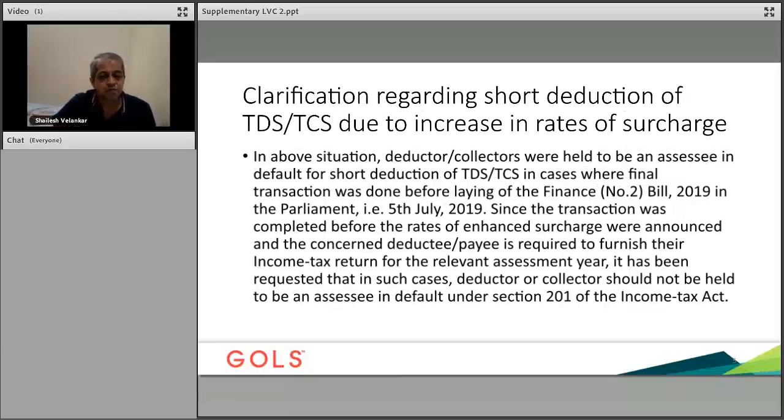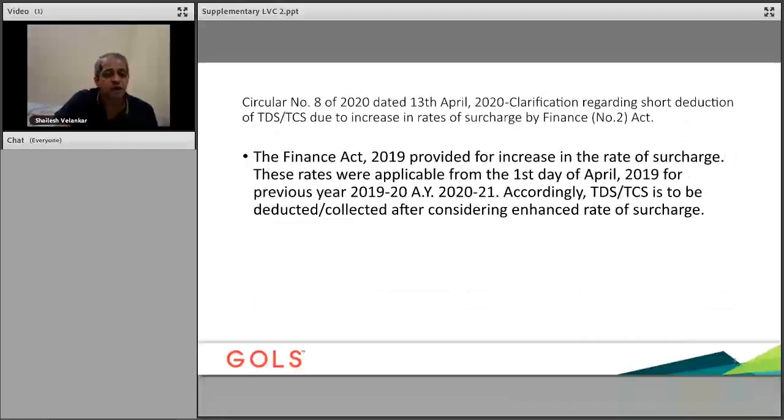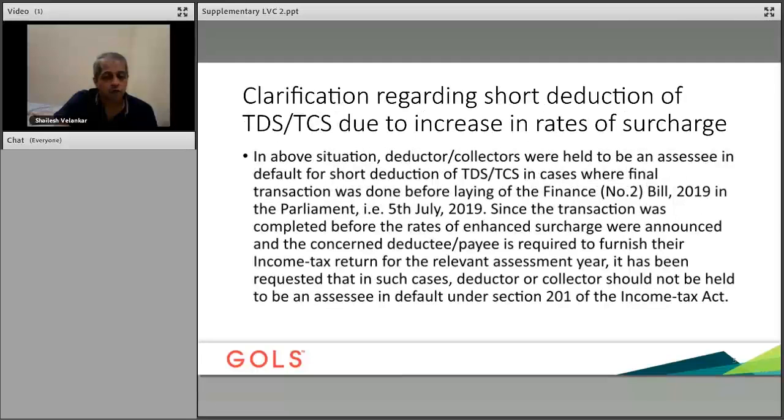In the above situation, deductors were held to be an assessee in default for short deduction of TDS in cases where the final transaction was done before laying the finance bill in the Parliament, 5th July 2019. Since the transaction was completed before the rates of enhanced surcharge were announced, and the concerned deductee is required to furnish their income tax return for the relevant assessment year, it has been requested that in such cases the deductor shall not be held as assessee in default under section 201.